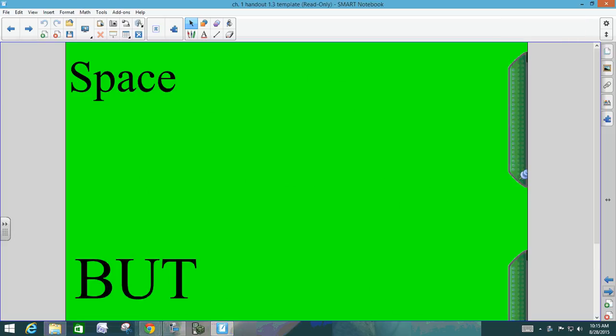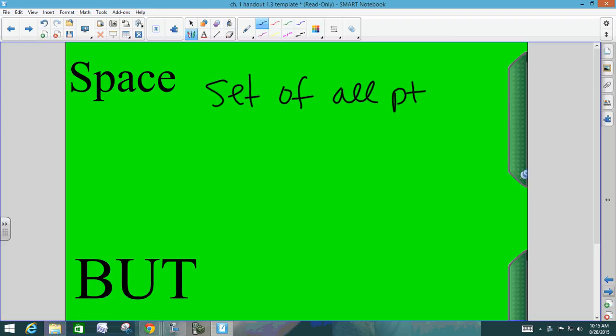Before we can get to those, we have to know what space is. Space is defined as the set of all points. So this classroom, space, it's the set of all points. There's a ton of points in space. That's where your points and your lines and your planes lie. They lie in space. BUT just stands for basic undefined terms. We call them BUT terms.